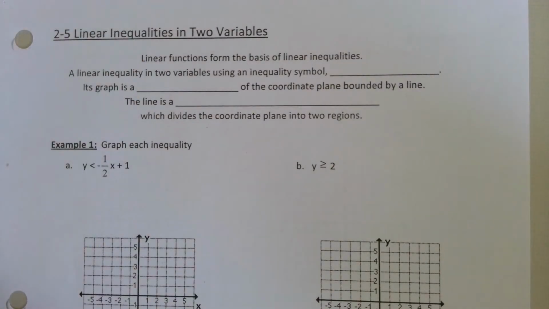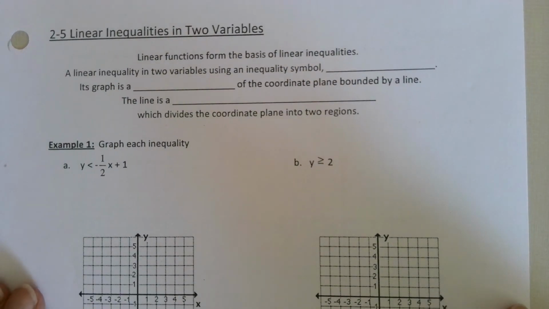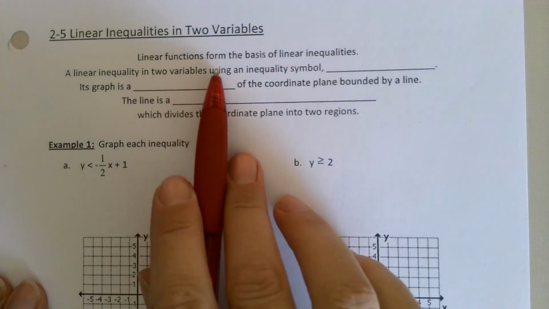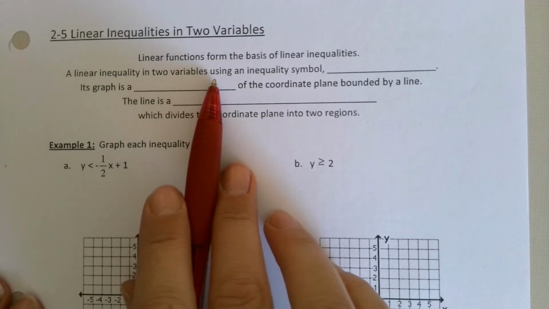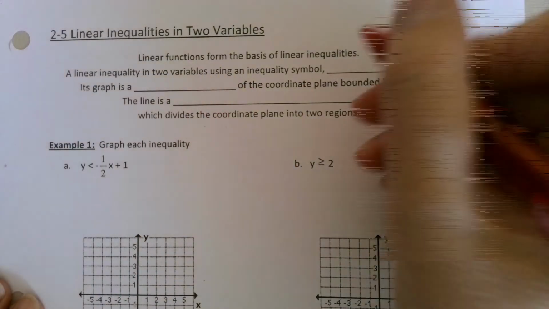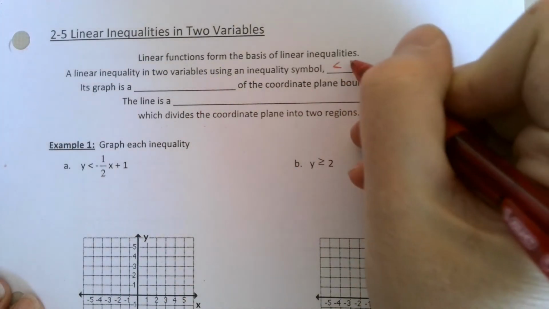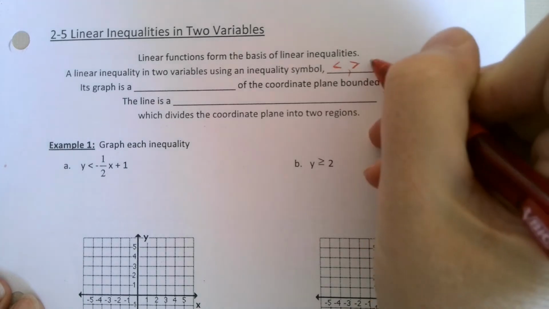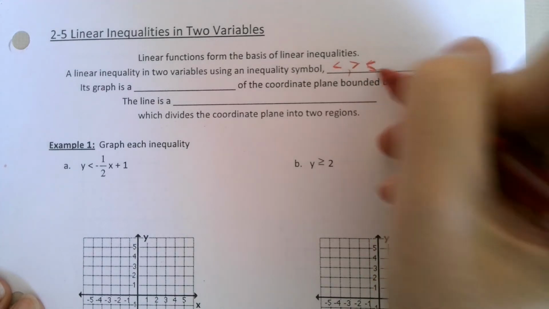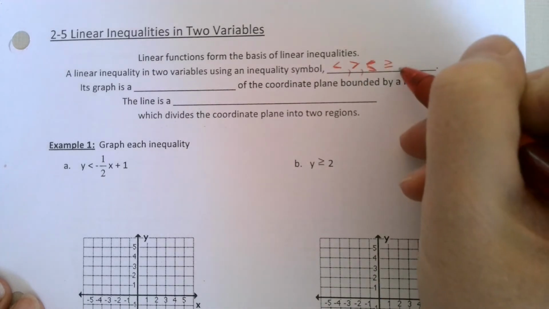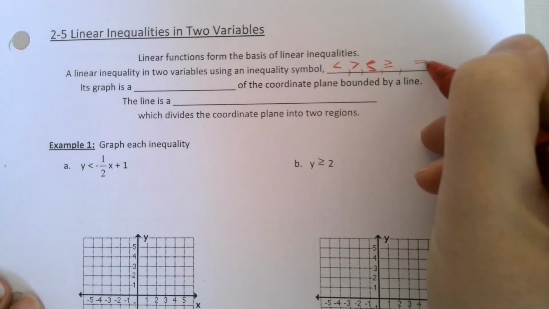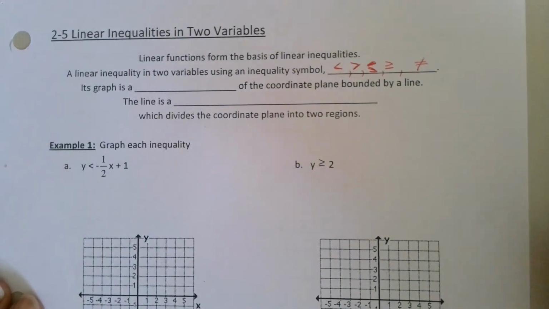All right, in this lesson for 2.5, we're doing linear inequalities, so we're going to graph them on an xy axis, just like we graphed our lines. So linear functions form the basis for linear inequalities. A linear inequality in two variables uses the inequality symbols of less than, greater than, less than or equal to, greater than or equal to, and there's one more inequality symbol. We won't be using it today, but it is not equal to.